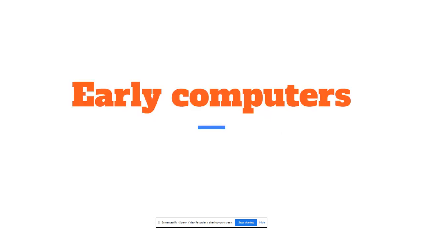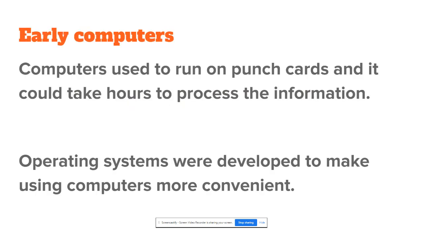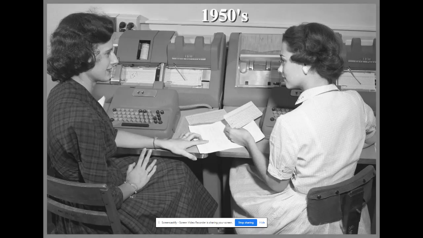So, early computers. What were computers like when they first were made? They used to run on punch cards and it could take hours to process the information. It wasn't displayed on a screen. You would put a punch card in and it would run a process and then it would output your information. Operating systems were developed to make using computers more convenient. So back in the early days, you would have a punch card and you would have to know what holes to punch in order to put in what information. Okay, and then it would output information here.